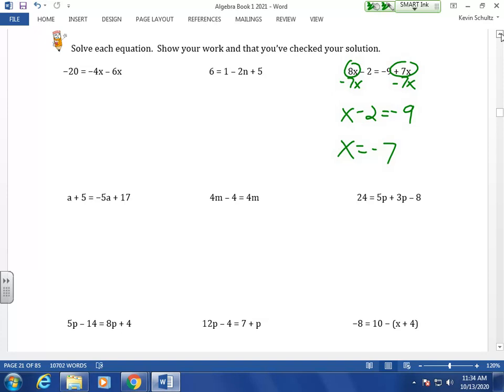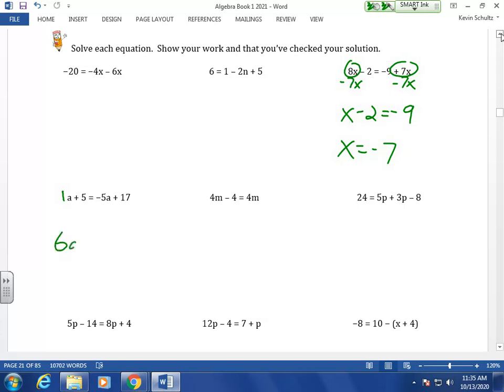Let's look at the one in the second row. First one, second row. a plus 5 equals negative 5a plus 17. Which side has more a's and how many more? Left or right? Which side has more a's and how many more? The left has 1a and the right has negative 5a. So positive a, which really is a positive 1a, the left side has more. How much greater is positive 1 than negative 5? 6. So 6 more on the left.